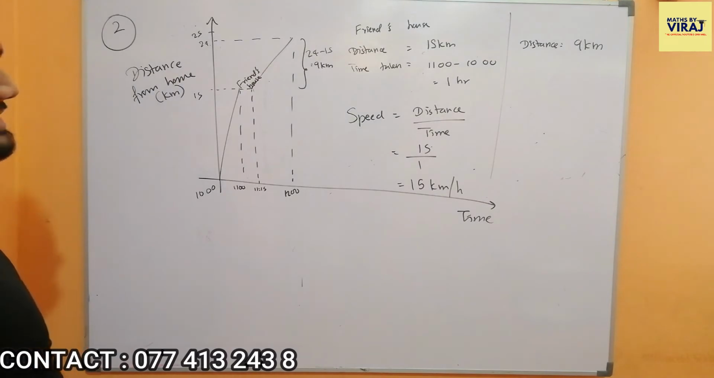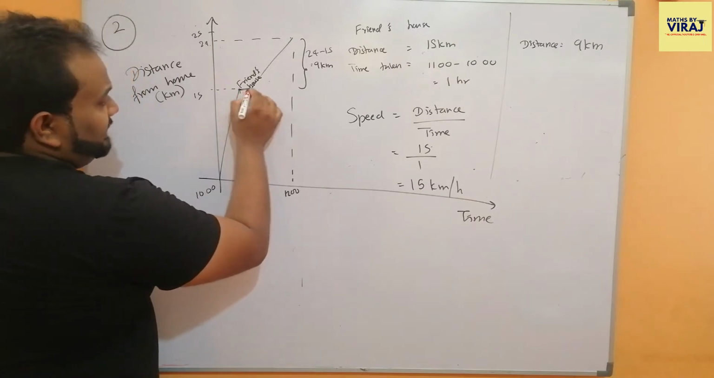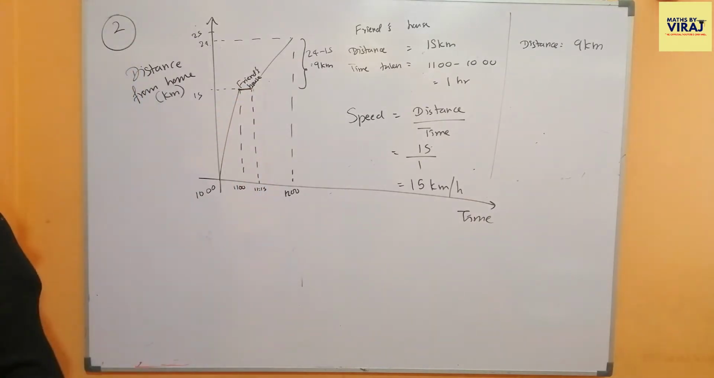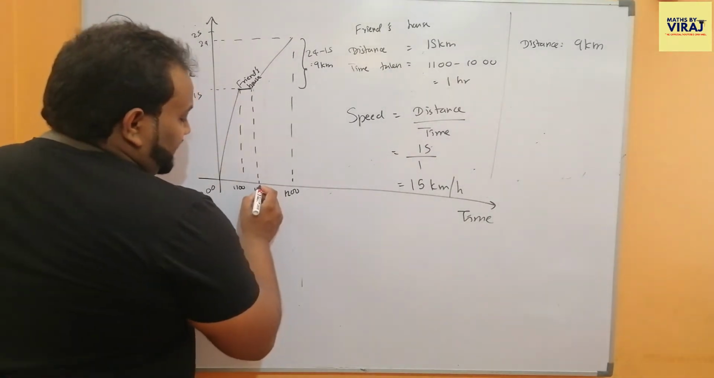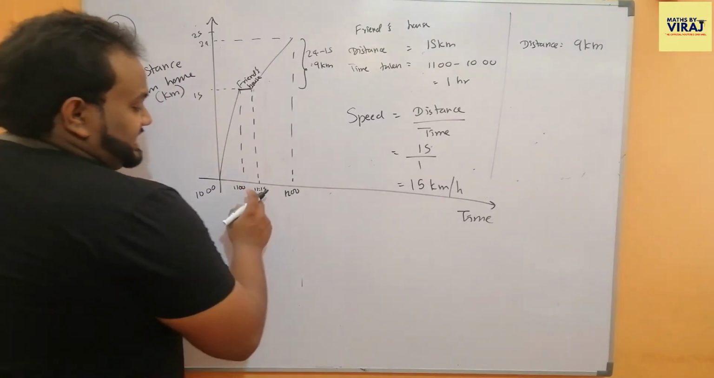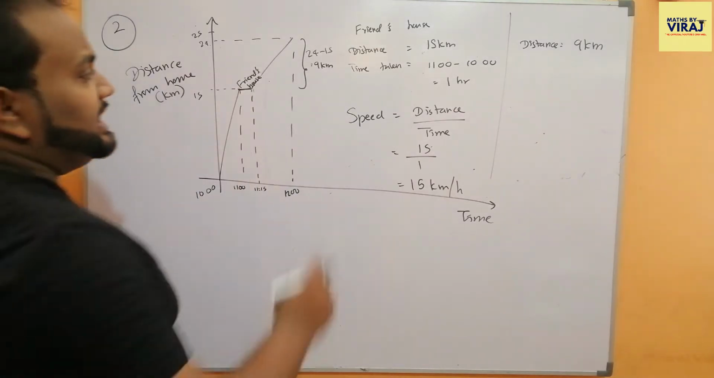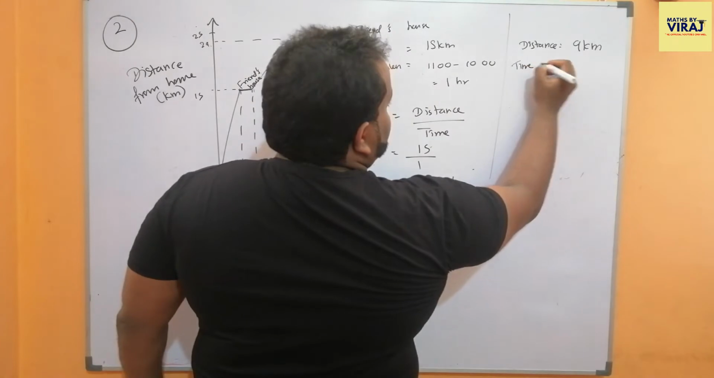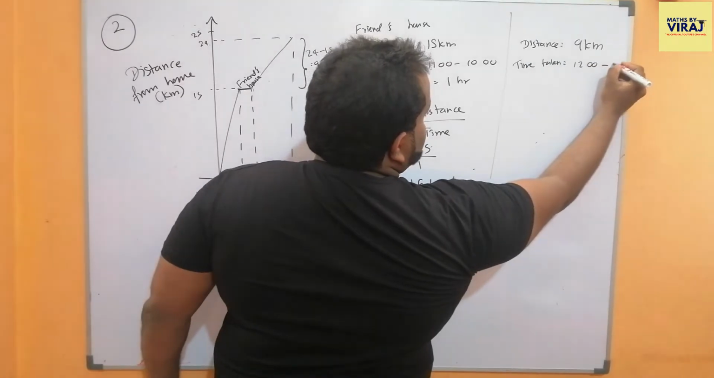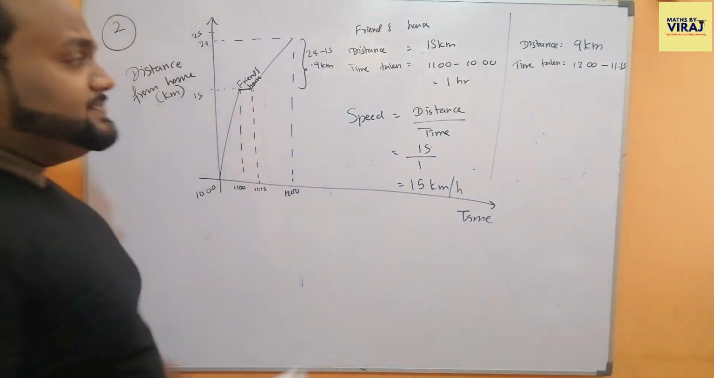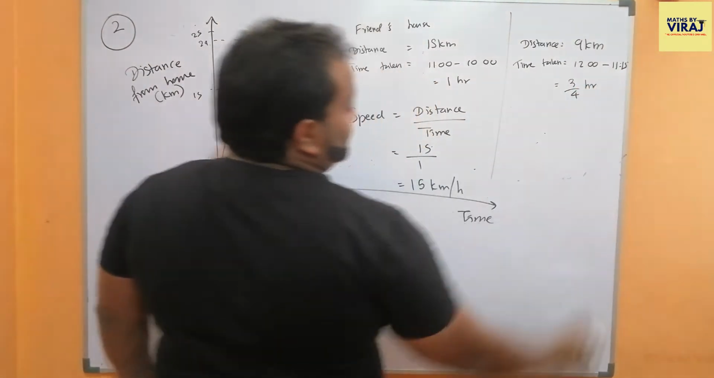What is the time she has taken? Now look at this. She has stayed in a friend's house for 15 minutes. This horizontal line shows that she has not moved, but the time has passed. Therefore, she has taken the time from 11:15 to 12 to travel a distance of 9 kilometers. Here, I can say that time taken is 12 minus 11:15. When I subtract 12 and 11:15, the answer I get is 3/4 of an hour.